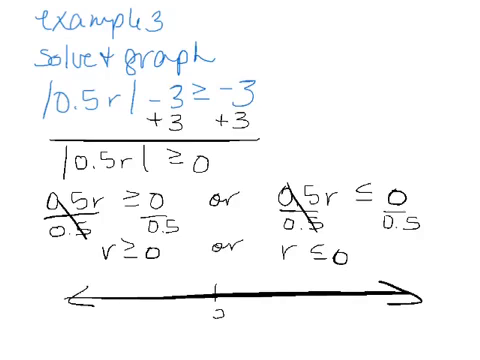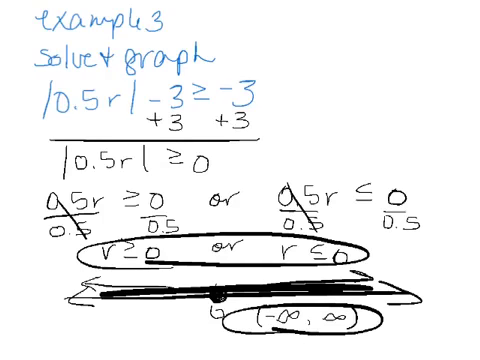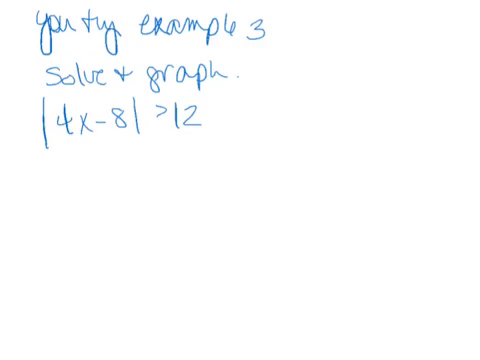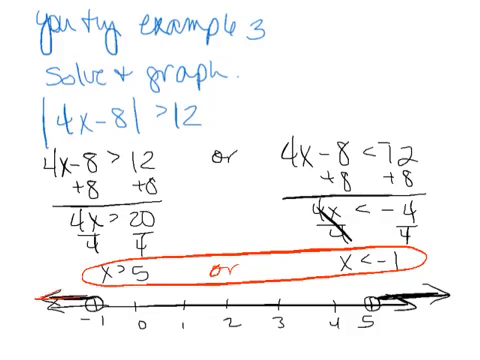Okay, graph it. r is greater than or equal to 0, closed dot, going this way. r is less than or equal to 0, closed dot, going that way. The whole number line is actually your answer. So the way that you could write this is that way, or that way. Okay, you try. Push pause and try it. Okay. I have the inequality answer and your graph. It's going that way, it's going that way.